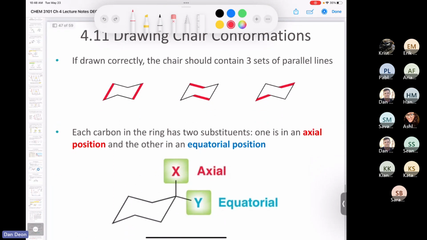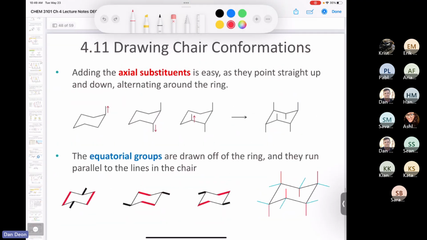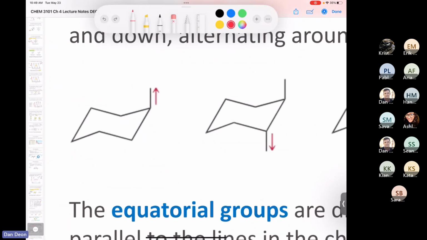So he says, if you draw a chair correctly, you should have a set of 3 parallel lines. Again, if it's drawn correctly, and do your best, right? Again, we have axial positions. Those are the ones that are going straight up or straight down. And then you have the equatorial positions, which lie in the equator, kind of, or the center of the molecule.